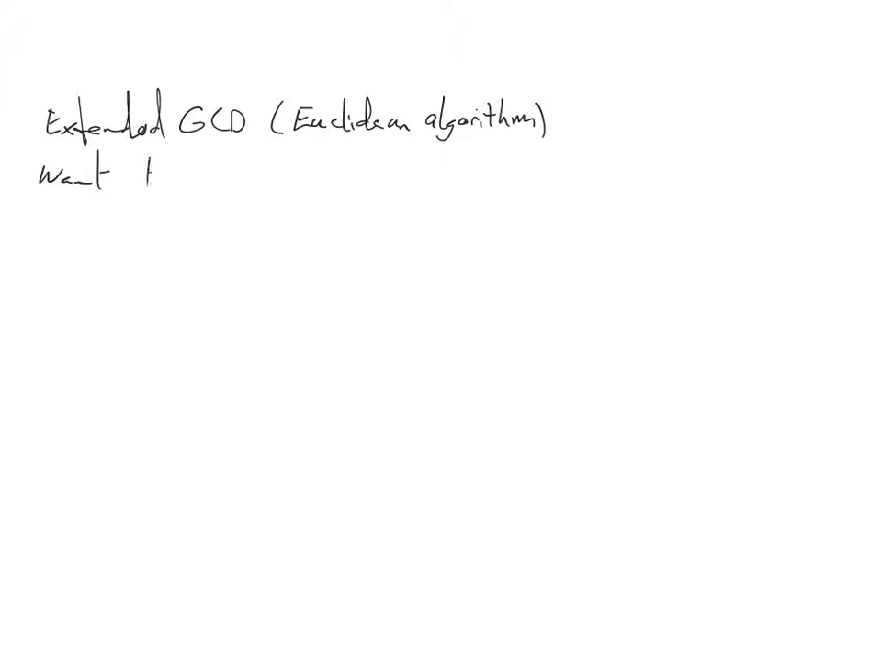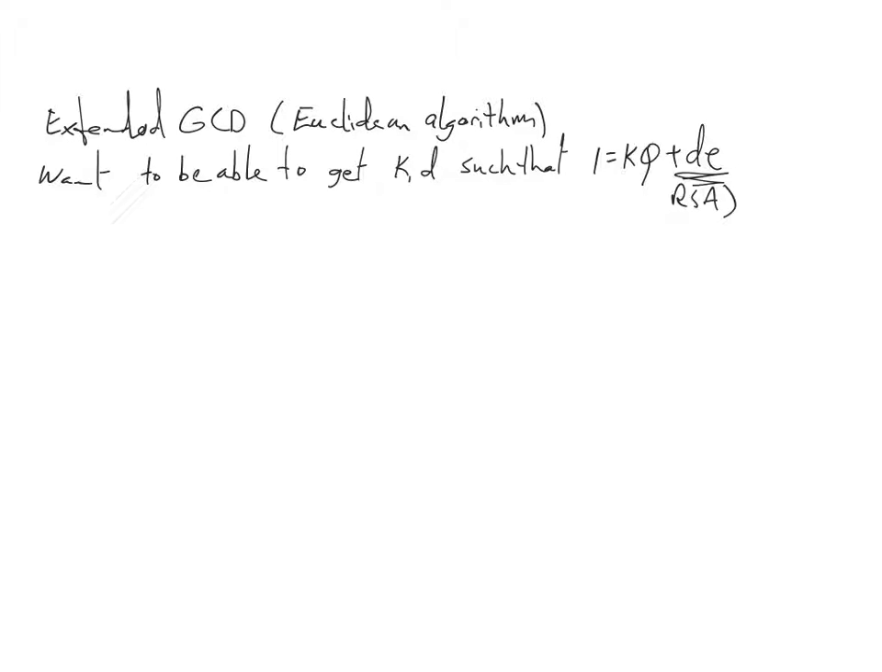But we're interested in it. We want to be able to get special numbers, let's call them K and D, such that 1 is equal to K phi plus DE. And that's the magic thing that we need for RSA. So the number D, as we saw in the previous video, is what we need to be able to decrypt.